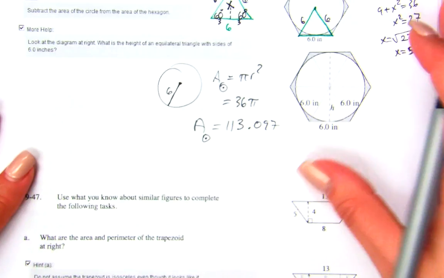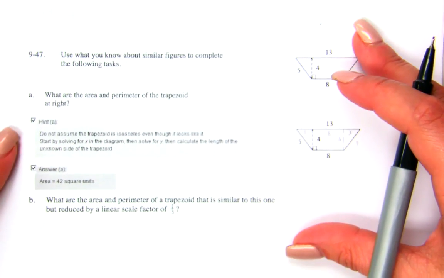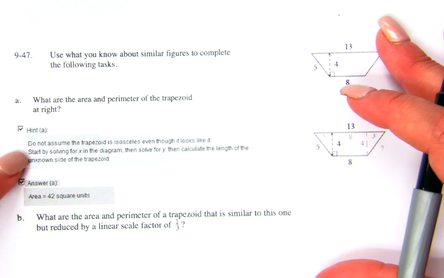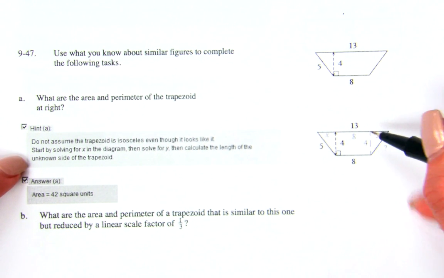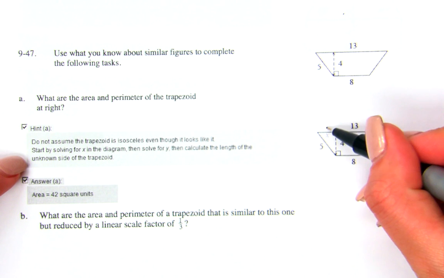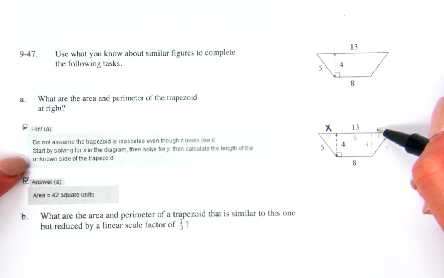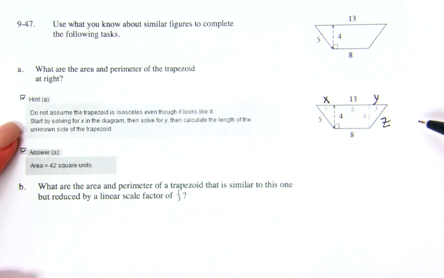Okay, 47. Use what you know about similar figures to complete the following tasks. What's the area and perimeter of the trapezoid at the right? So basically what they said is do not assume that's isosceles even though it looks like it. Start by solving for x, this part down here at the bottom in the diagram, then solve for y, which is this part right there, and then go here. So I guess we could call this part z. And then see what it is.